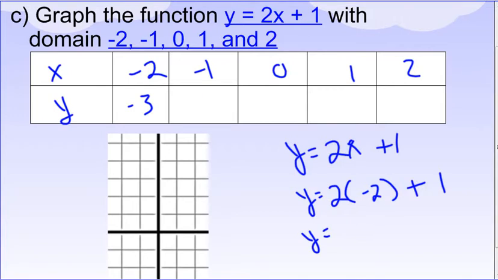If you plugged in a negative 1, 2 times negative 1 is negative 2, plus 1 is negative 1. Now we're in easy land. 2 times 0 is 0. 0 plus 1 is 1. 2 times 1 is 2. And 2 plus 1 is 3. And 2 times 2 is 4. And 4 plus 1 is 5.